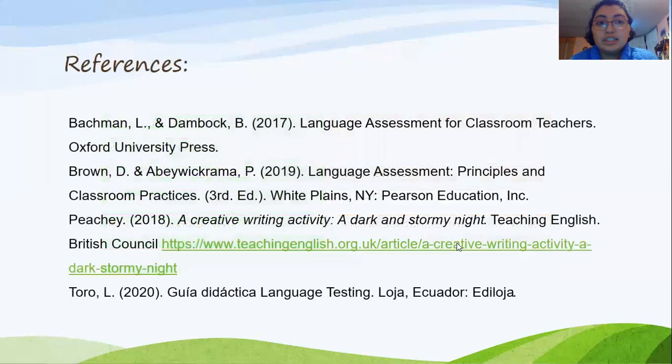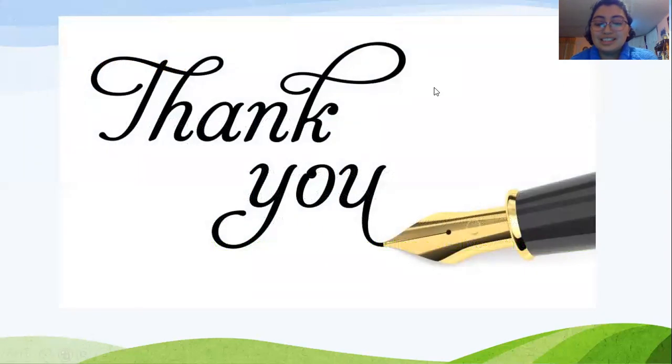So this is everything. In this case, we used the book of Bachman, the book of Brown and Abeywickrama, and we also used the activity by the British Council, where we found this task very interesting, and maybe different from making students just write a paragraph. They have to make occurrences in the story of another person and also give a part of their imagination. This is everything, and thank you for watching this video.